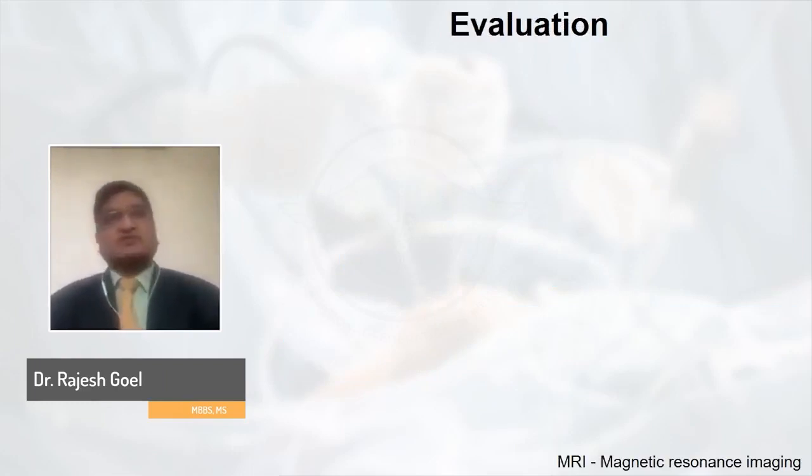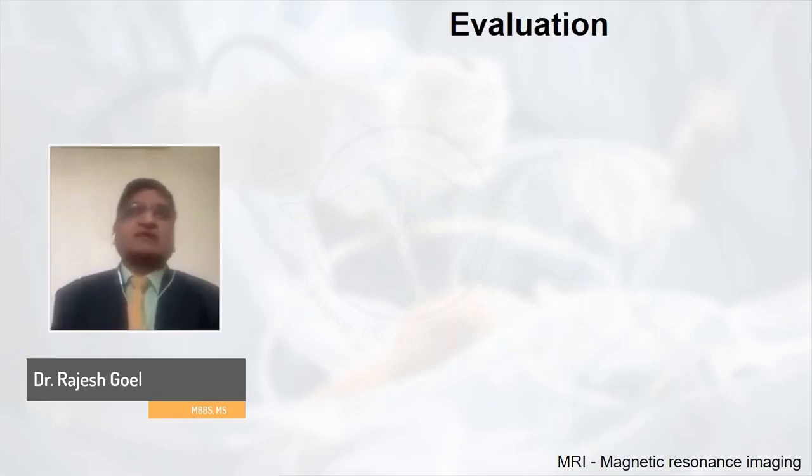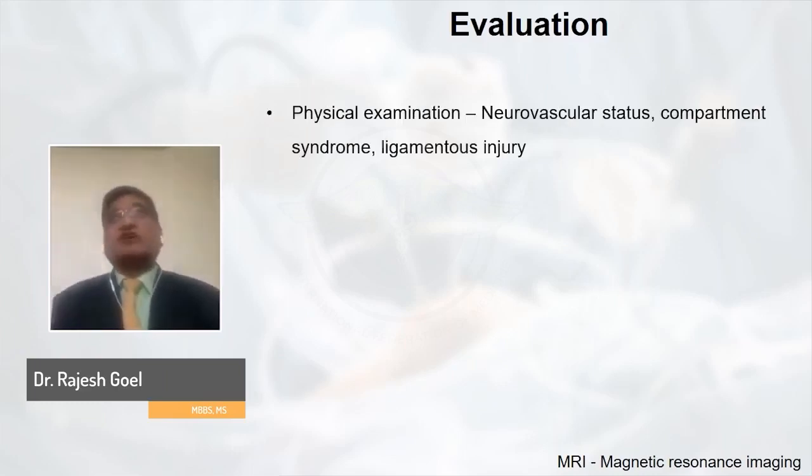As soon as the patient comes to us, besides taking the vital parameters and noting the other associated injuries, we should go for the examination of the part. In this physical examination, besides examining the skin condition and other things, we should always look for the neurovascular status, compartment syndrome and ligamentous injury.